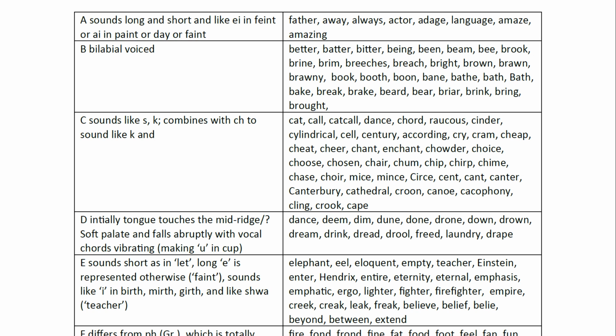Like sir and the is voiced, sir is not voiced, it's unvoiced. And B involves both lips. They part when you speak it. So b, b sound, and examples are better, batter, bitter, bean.